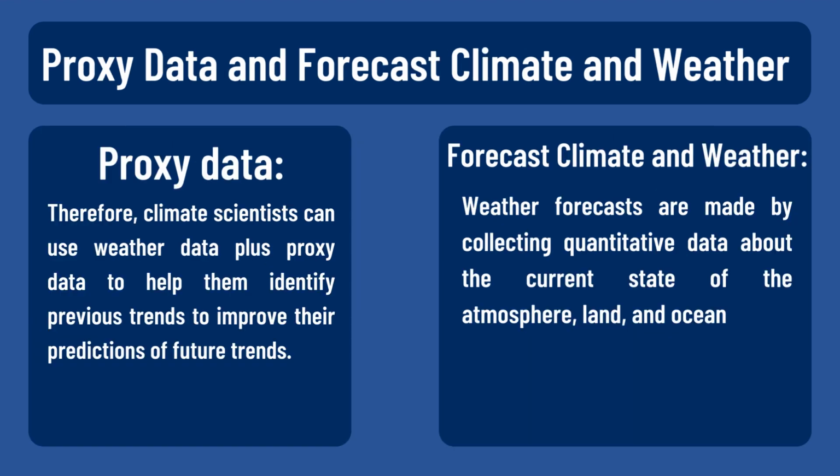To read or try to predict weather and climate, we use proxy data and forecast climate and weather. Climate scientists can use weather data plus proxy data to help them identify previous trends to improve their prediction of future trends. Weather forecasts are made by collecting quantitative data.